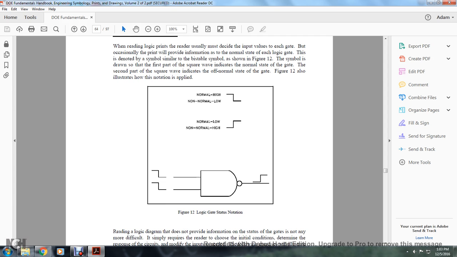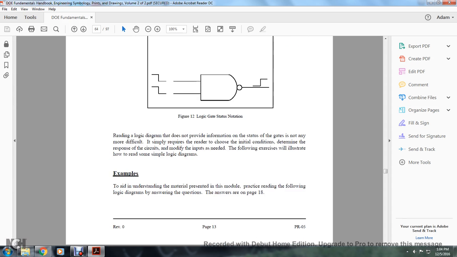All right, this square curve has a normal high and a normal low, and the other square curve to the right has a normal low and a normal high. So you have two, normal high and non-normal low going into the gate, and then coming out as a normal low and normal high on the output side.